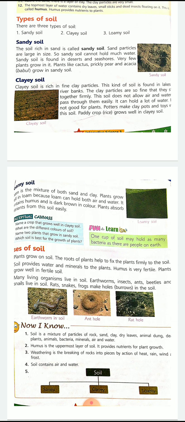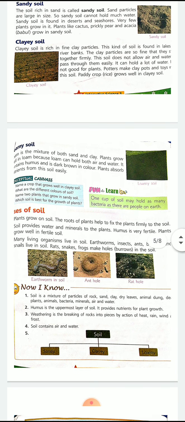Then we studied the uses of soil. Many worms and little earthy insects live in the soil. It is full of minerals. It helps the plants to grow. It is fertile and it holds the roots of the plant, and it makes a great contribution to our environment. Soil is a mixture of rock, sand, clay, dry leaves, animal dung, dead plants, animals, bacteria, minerals, air, and water. Humus is the uppermost layer of the soil. It provides nutrients for plants' growth.